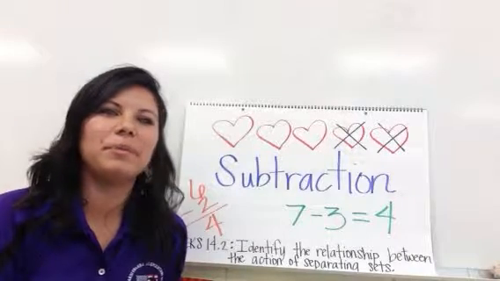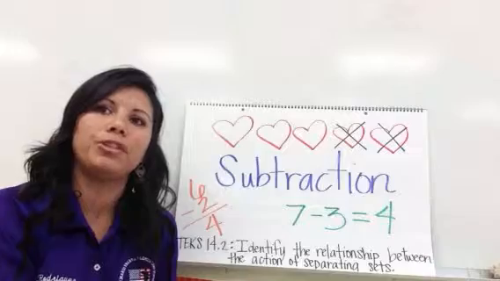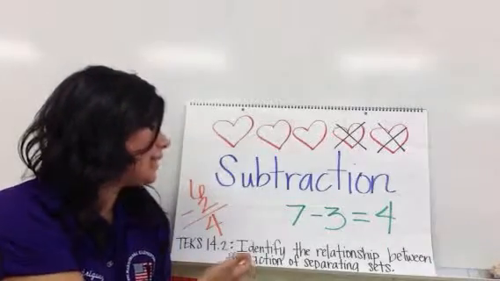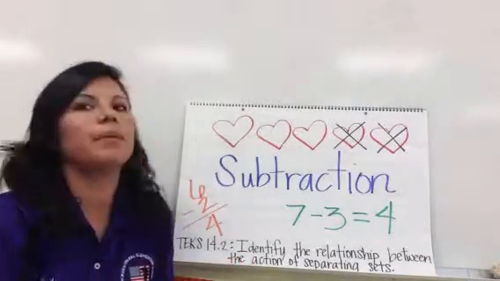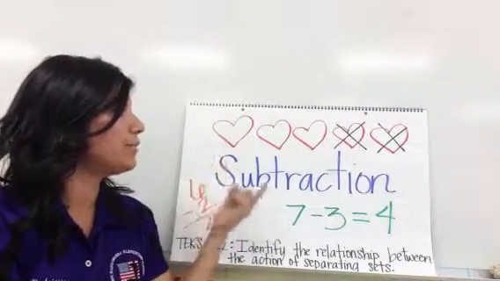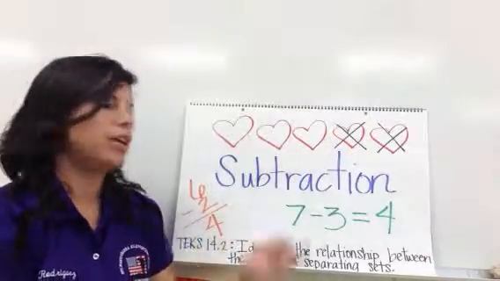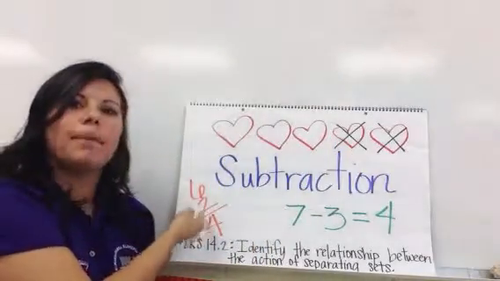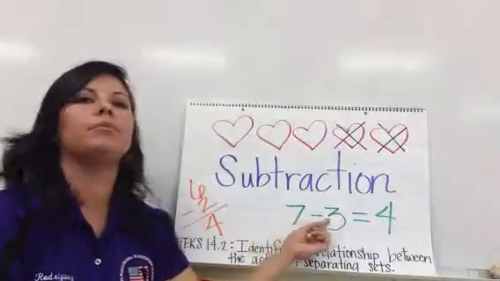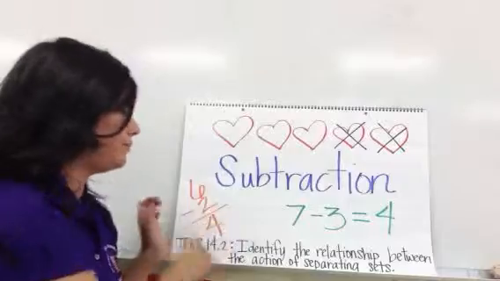Hi boys and girls, today we will be talking about subtraction, but first we will talk about the TEKS on 14.2, which states, identify the relationship between the action of separating sets. And here what I want you to look at on the cover page is 3 different ways in which we can subtract. You can use a picture, you can subtract your numbers up and down, or you can also subtract your numbers going side to side, horizontally, left to right.